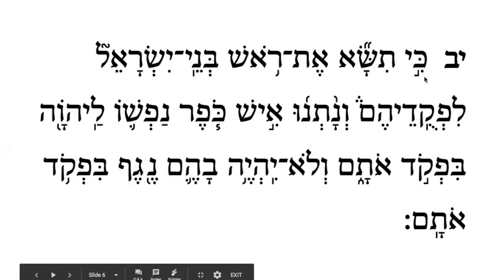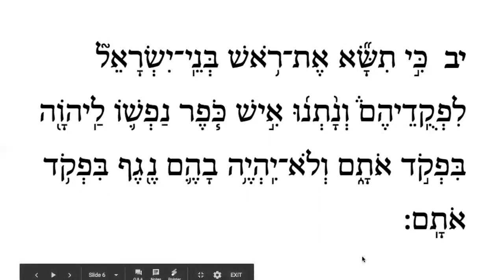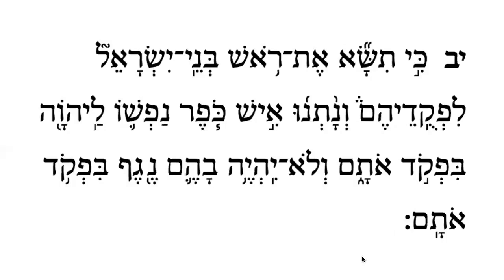So when you take a census of the children of Israel, ki tisa et rosh bnei Israel, lifkudehem, to number them, venatenu, they will give ish kofer, each man an atonement, nafsho, for his soul, ladonai, to the Lord, bifkod otam, when you number them, velo yiyeh, and there will not be vahem among them, negef, a plague, bifkod otam, when you number them. So they must give this atonement when you number them, so that there will not be a plague among them.